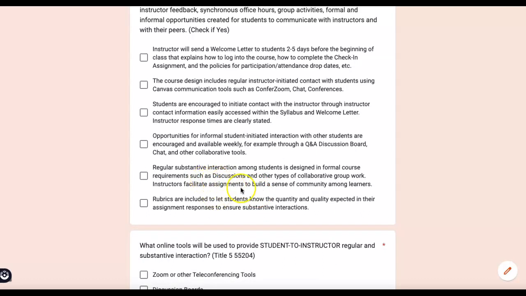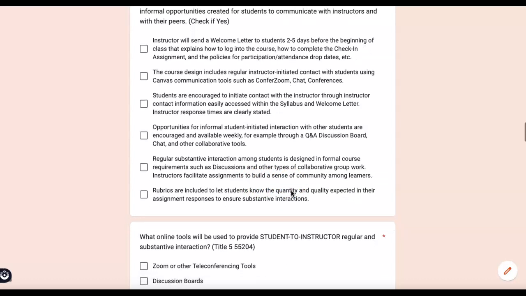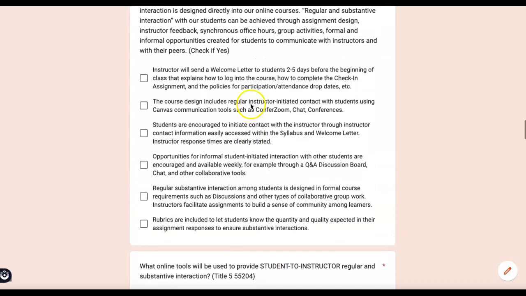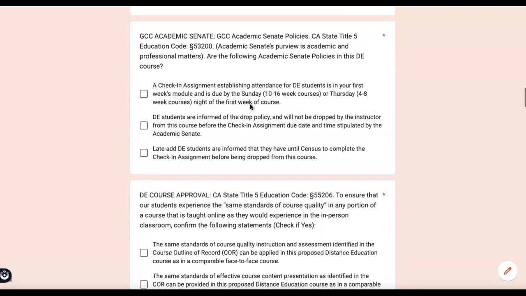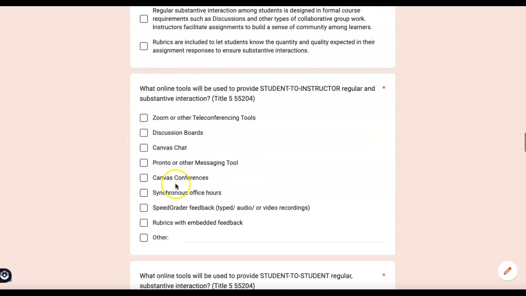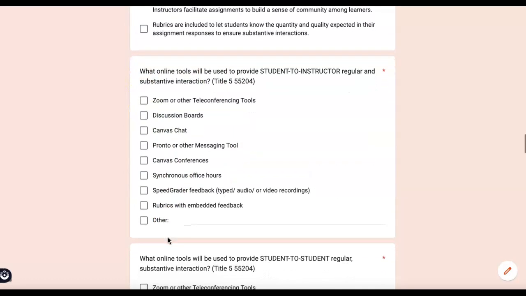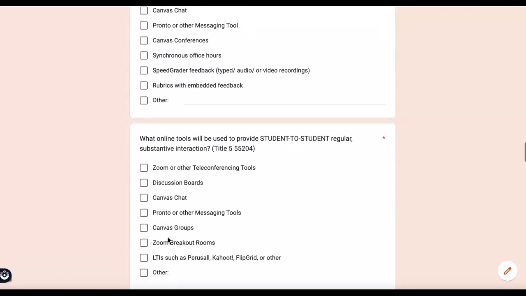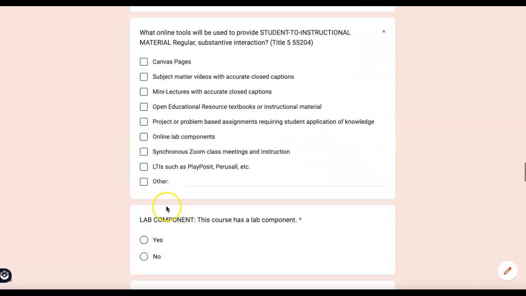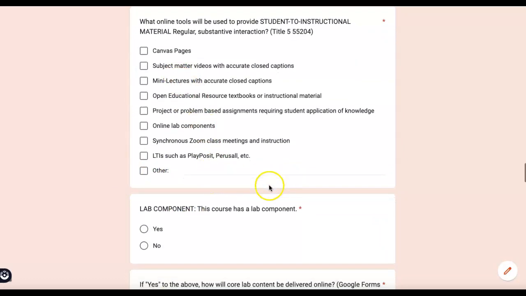Similarly, regular substantive interaction between students in group events and discussions, things like Perusall, all sorts of tools and all sorts of designs. Rubrics have to be included. So all of these have to be checked in order for this to be an appropriate online course. These don't all have to be checked. Think about what your instructors actually use of these tools. And if they use others other than what's listed here, include those.